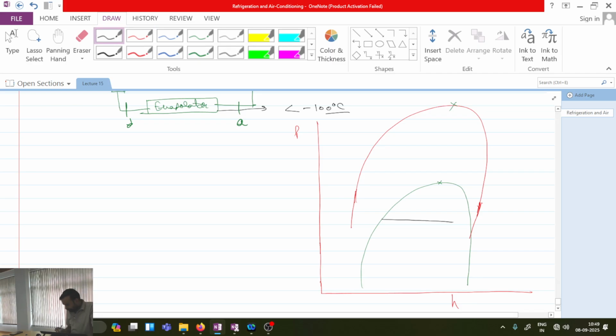So what is this? This is point 1. Top cycle is 1, 2, 3, 4. Point 1, 2, 3 and 4. Fine.